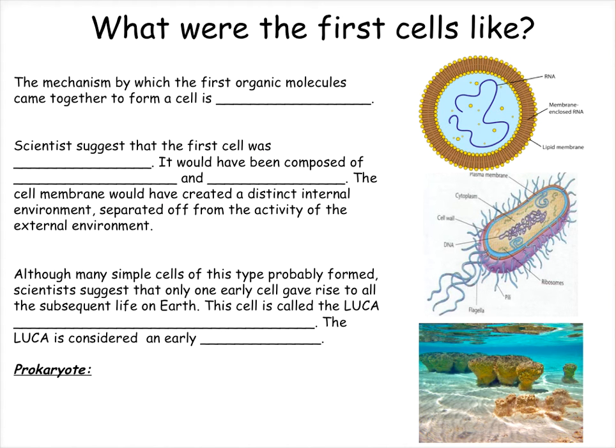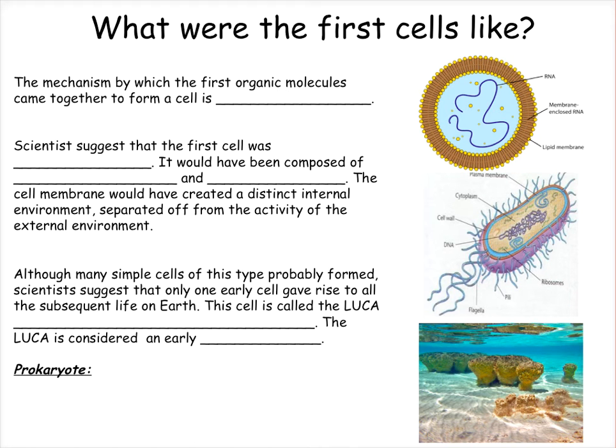Hello students, welcome back to our discussion on the emergence of life on Earth. So far, we've discussed the extreme conditions on early Earth and the possibility that inorganic molecules gave rise to the organic molecules that make up living things. Today, we are going to discuss how these organic molecules came together to make the first living cells.